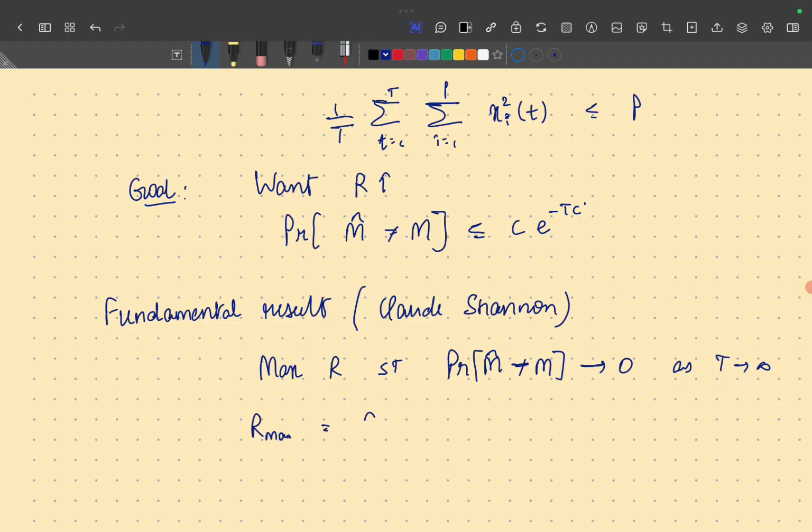then this R max, which is also called the capacity of the channel, is given by some quantity. But in this specific parallel channel case, this evaluates to half summation i equal to 1 to p of log of 1 plus p_i by sigma_i squared, where p_i is the power that I allocate to the ith channel.